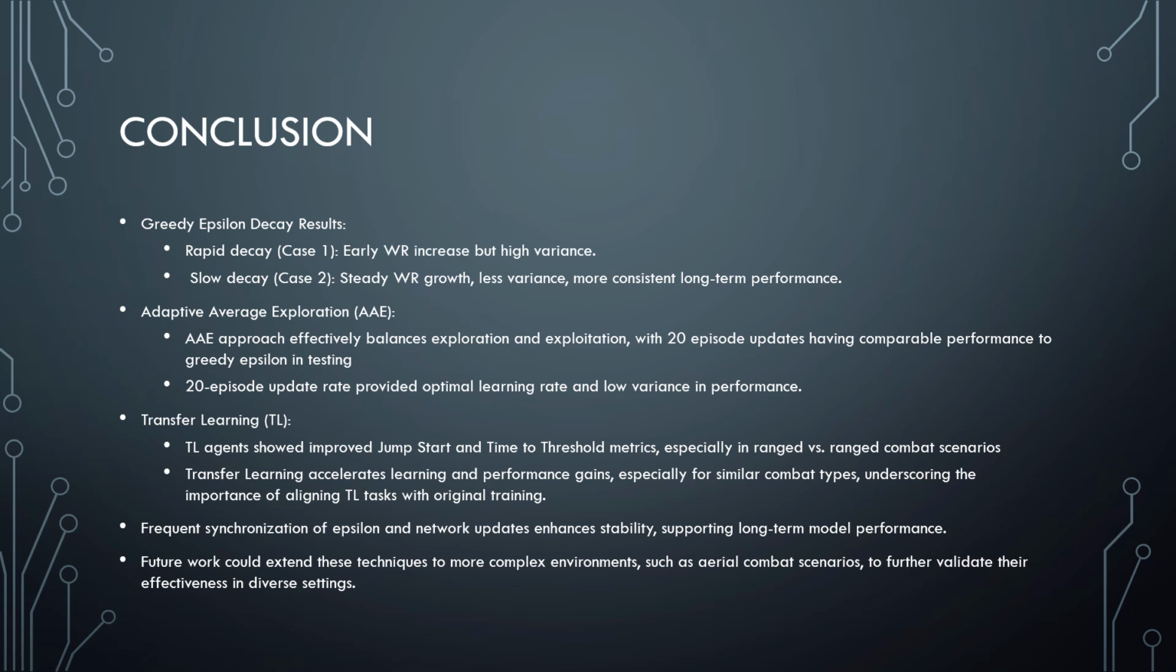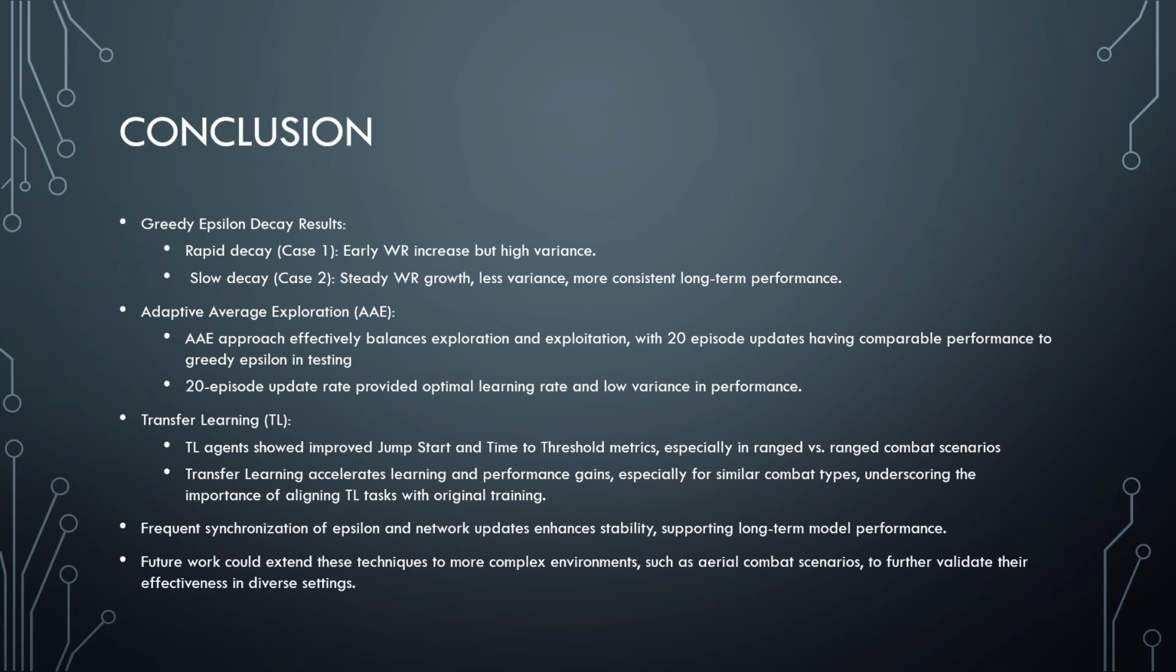So to summarize, for the greedy epsilon decay rate, we saw that the slow decay rate was superior in terms of steady win rate growth, variance, and consistent long-term performance. For the adaptive average exploration results, we saw that the 20-episode update rule was optimal among the 5, 20, and 100 update rules for the learning rate and low variance. We also saw that the 20-episode update was comparable in performance to the greedy epsilon testing.